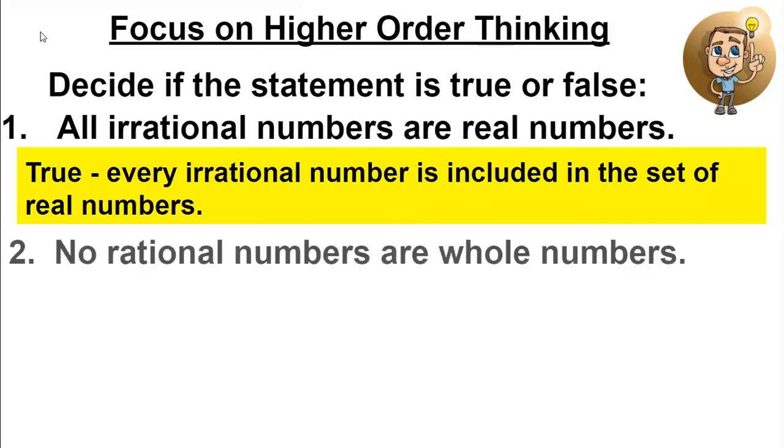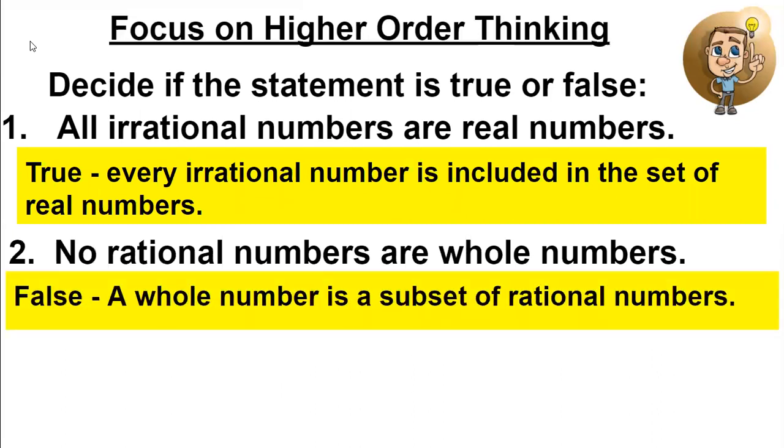Number 2, no rational numbers are whole numbers. No rational numbers are whole numbers. Think about that category on the left of our chart that was rational numbers. It had 2 circles inside of it, right? It included integers and it included whole numbers, right? So this statement is false. A whole number is a subset of rational numbers. It was one of the circles inside under the rational numbers box.